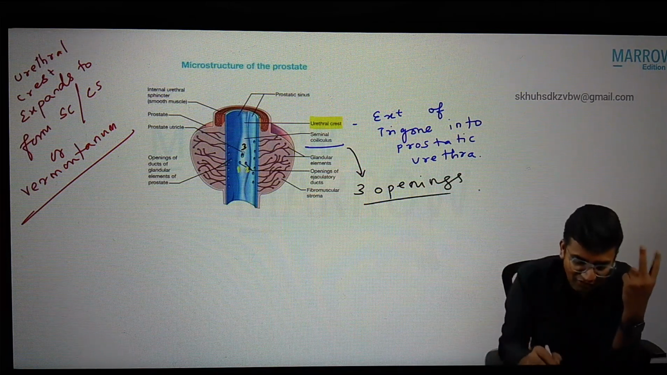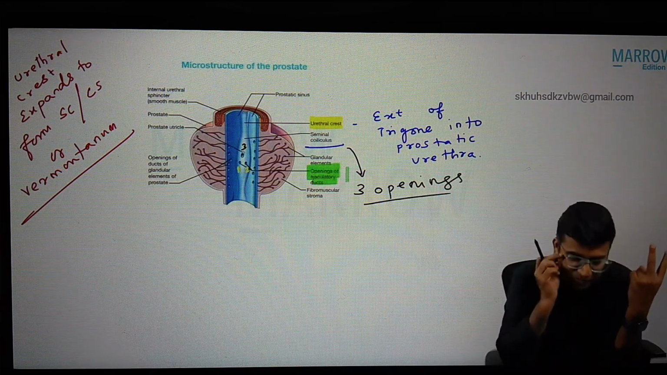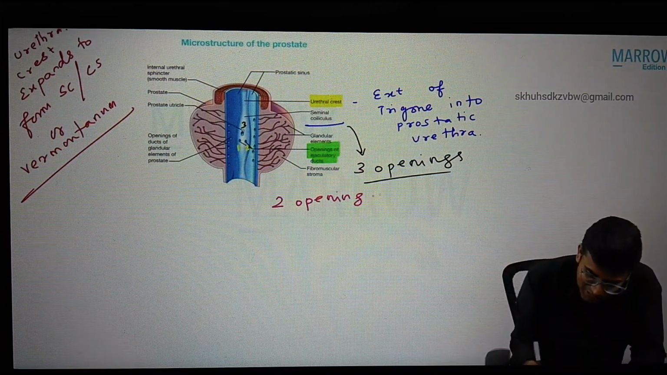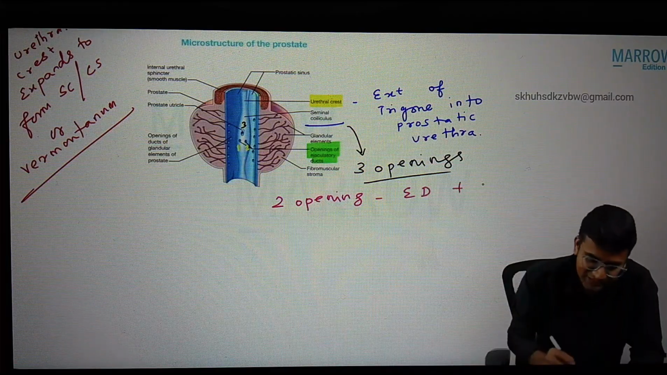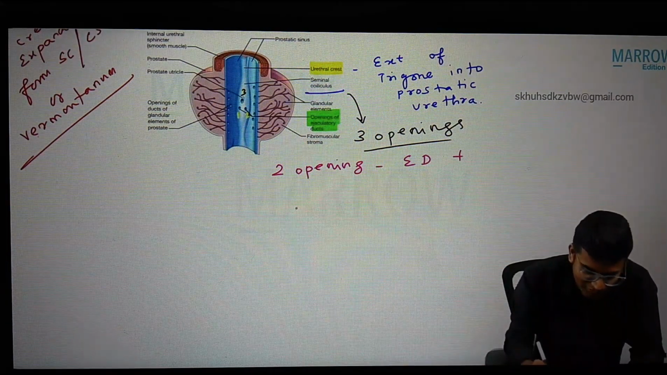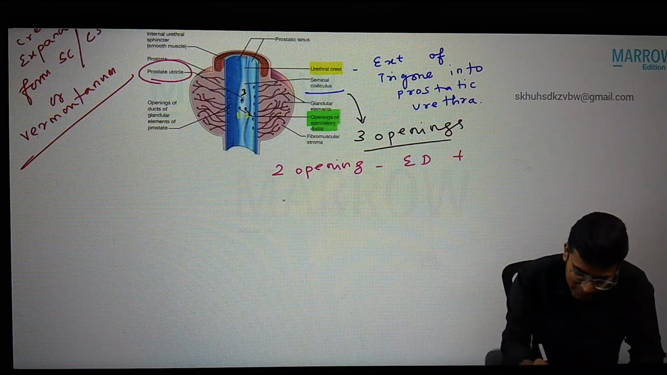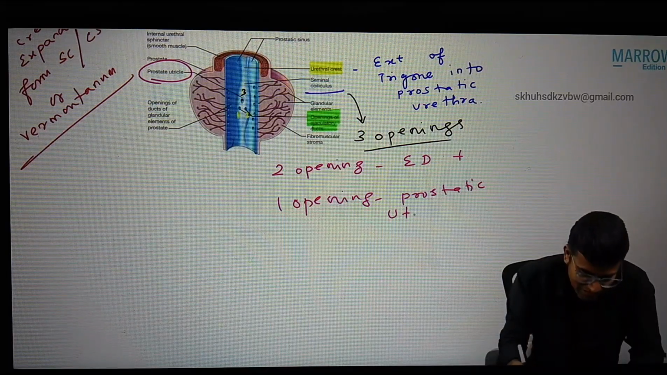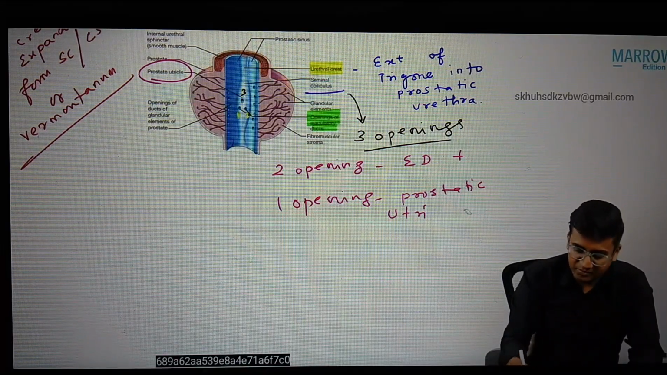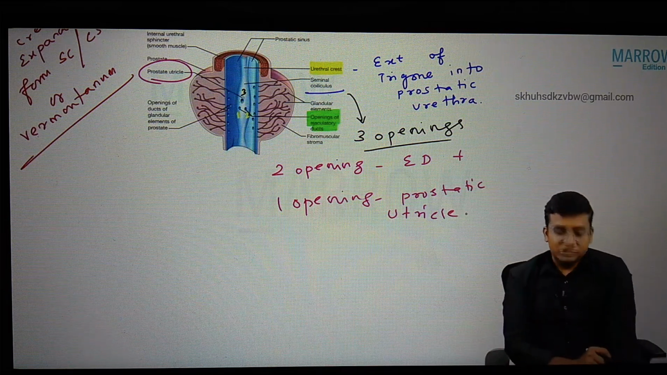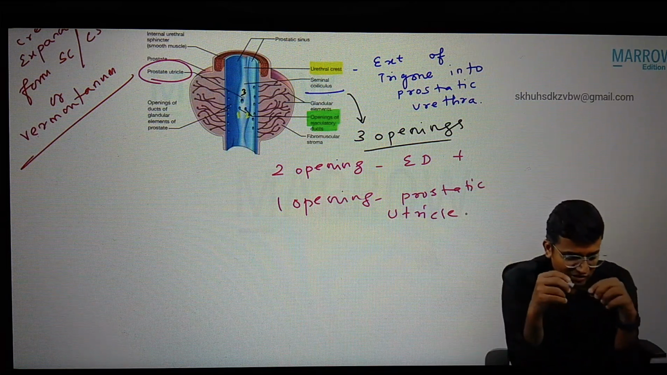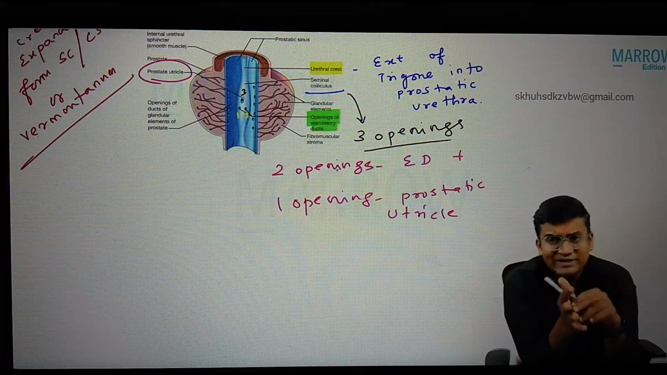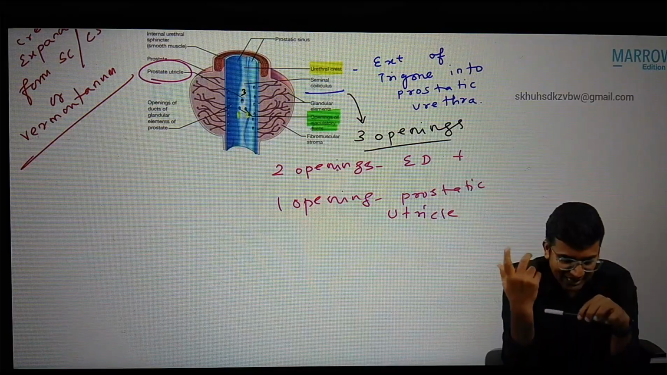Two openings of the ejaculatory duct, and 1 opening of the prostatic utricle. So now in the seminal colliculus or verumontanum, we are seeing 3 openings. Of these, 2 openings, one on either side, are for the ejaculatory duct and another opening is for the prostatic utricle.